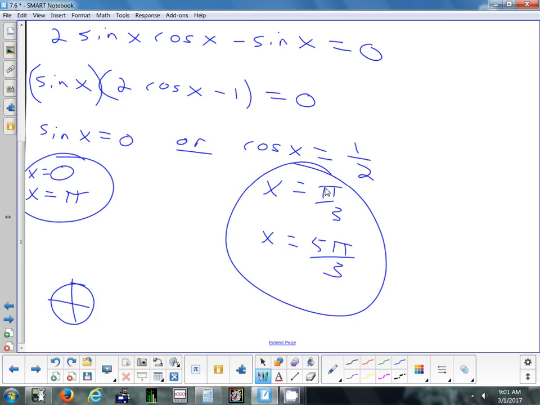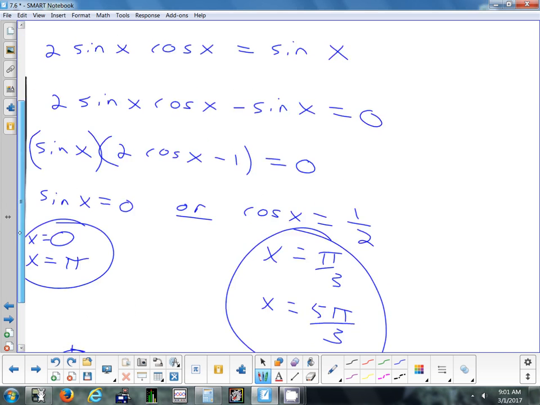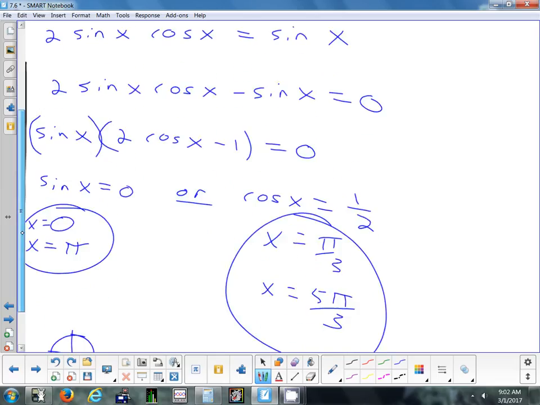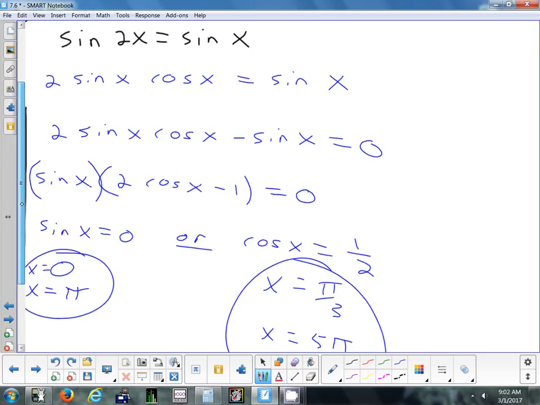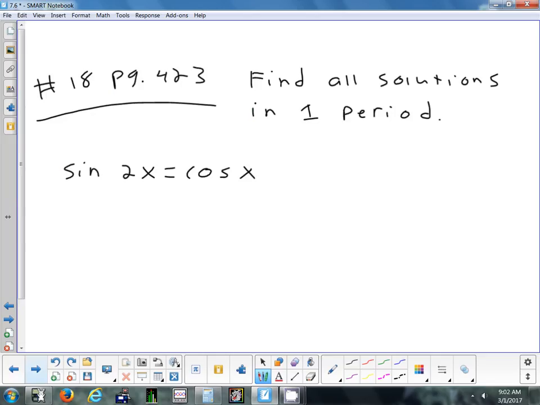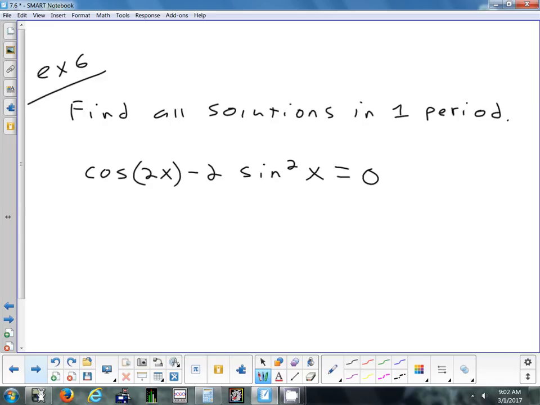Okay. Any questions on that one? It's a little different because it had the double angle, but it still worked out exactly the same. Factor it, set it equal to 0. Or if you couldn't factor it, well, in this case, I'd have to give you one you could factor. Okay. That's really exactly the same problem. It's very, very similar.